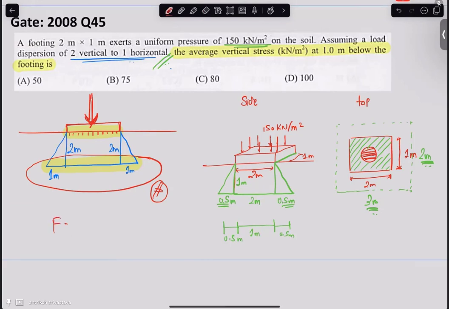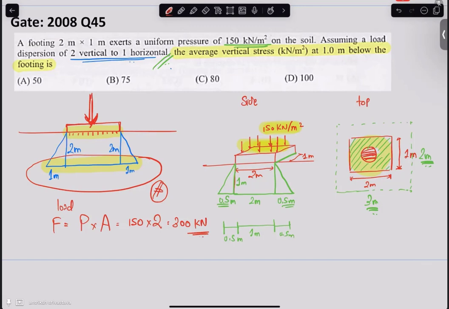So that load, let's say we call it as F, and we are given the stress P for pressure. Usually we take P for pressure, so we'll stay consistent. And we are given the area over which it is acting. So if we multiply both of them, we will get the load, right? So 150 kilonewton per meter square into 2, we have 300 kilonewton force.